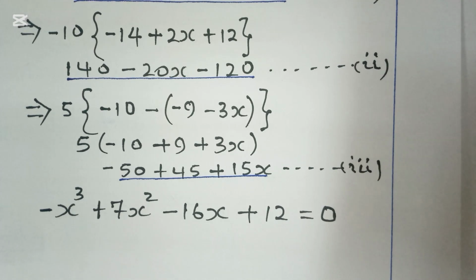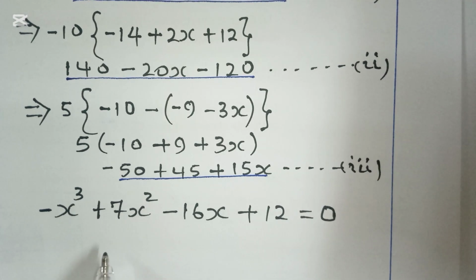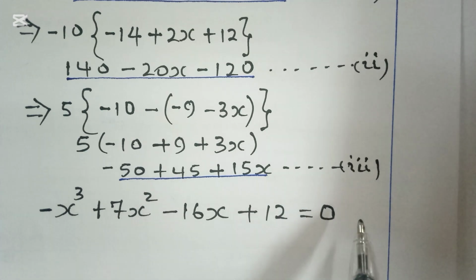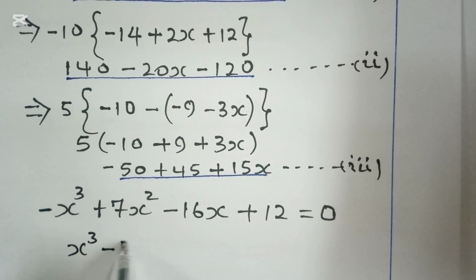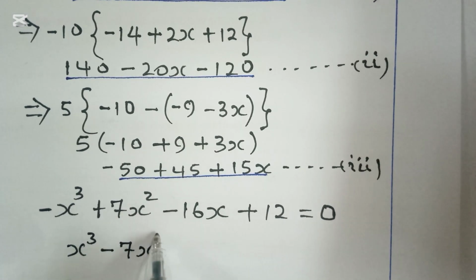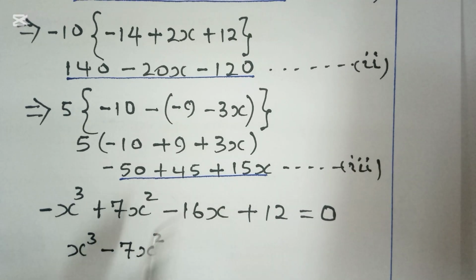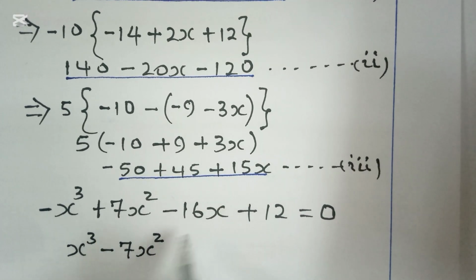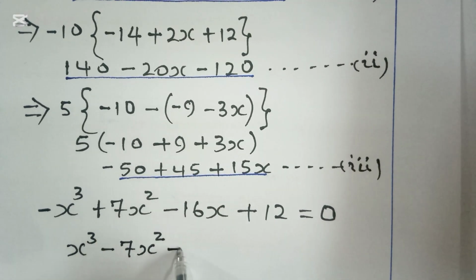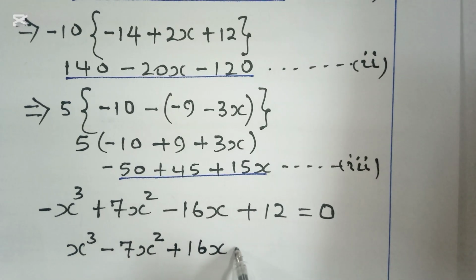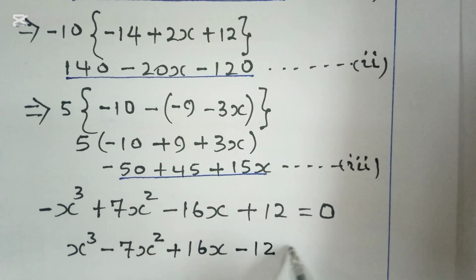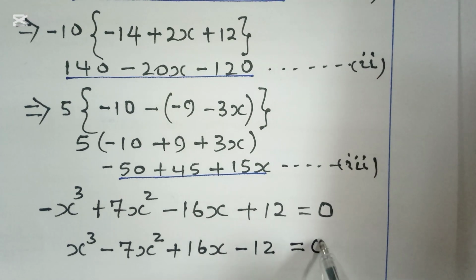So guys, now we deal with this equation. I can bring x this side, so that now we have x cubed minus 7x squared, if I bring all to the other side. And this is now going to be plus 16x minus 12 equals 0.